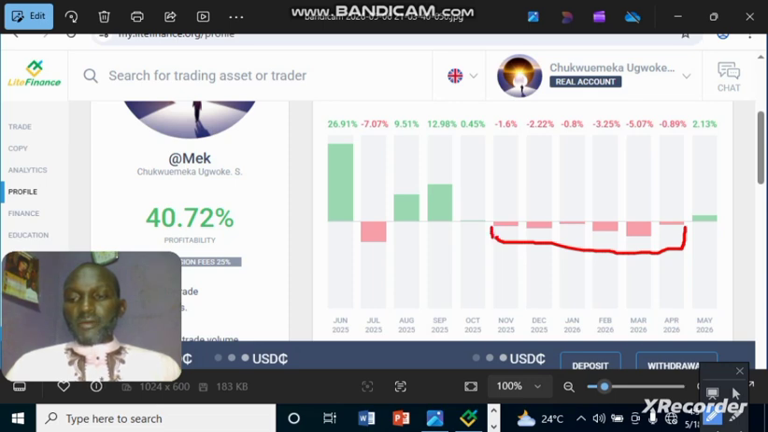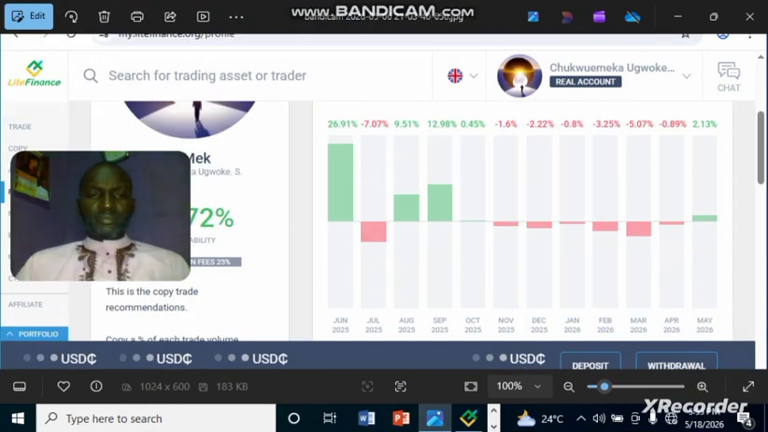Now look at what I want to show us here. If you come to November, you will notice that my return was minus 1.6%. Look at it where this hand is pointing. Then as of December, the return was minus 2.20.